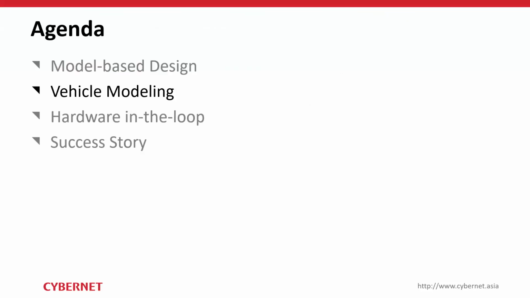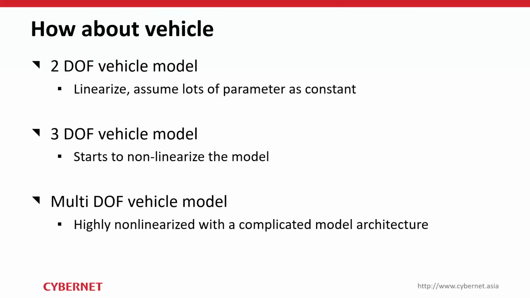Okay, after we learned about the model and the model-based design, I'm going to show you about vehicle modeling. We've learned about model and the model-based design, and the most important thing in modeling is the domain knowledge. So how about the vehicle model for model-based design? In vehicle dynamic modeling, we will probably use some simple models, for example, the 2 degree of freedom vehicle model, the 3 DOF vehicle model, and a multi-DOF vehicle model.